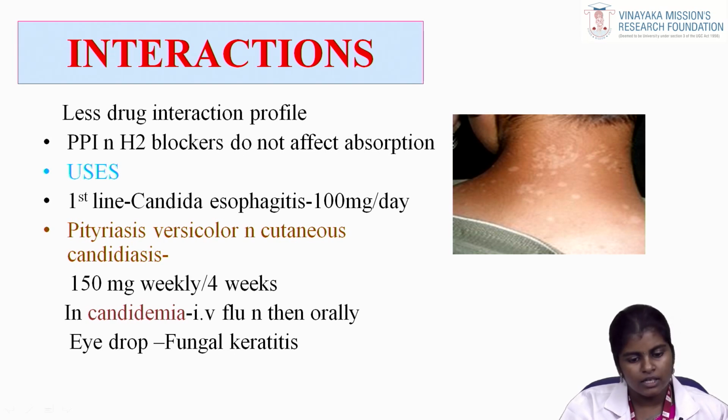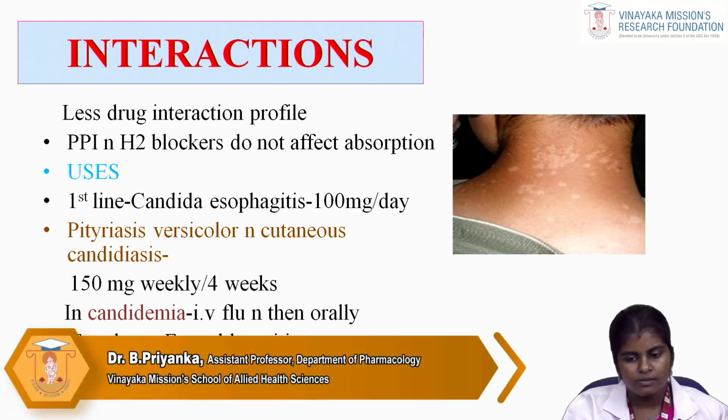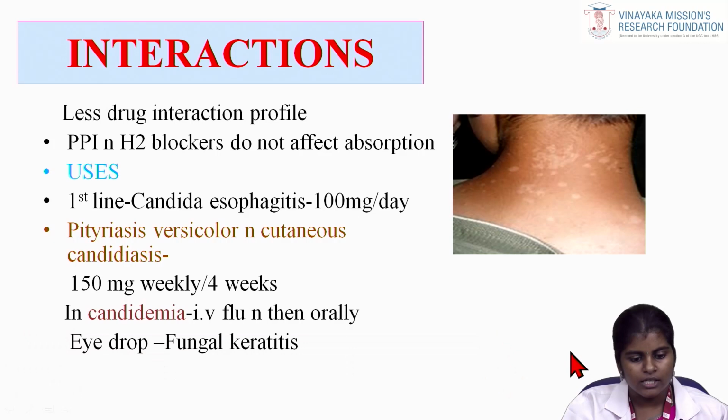Next use is pityriasis versicolor. This picture shows pityriasis versicolor and cutaneous candidiasis. In those cases, you should take 150 mg weekly for 4 weeks. It is also used in candidemia and fungal keratitis. In fungal keratitis, we can take it as eye drops.